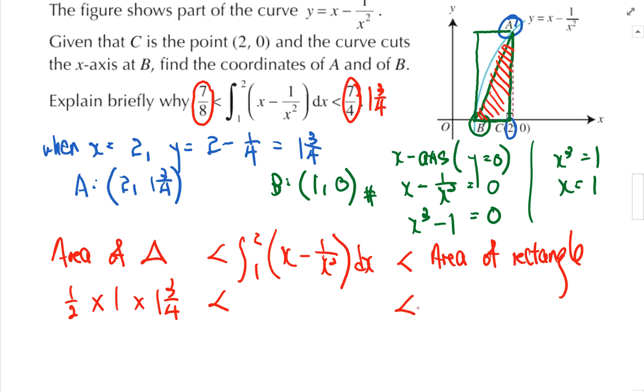How do we find the area of the rectangle? The base is 1, the height is 1 3/4. Alright, do some simple manipulation. What do you notice? The 1 on the left side becomes 7/8. The area of the rectangle becomes 1 3/4. And you have exactly what you are required to explain.